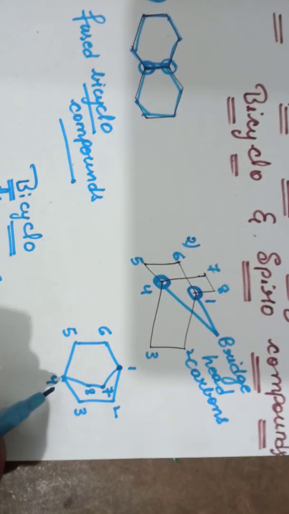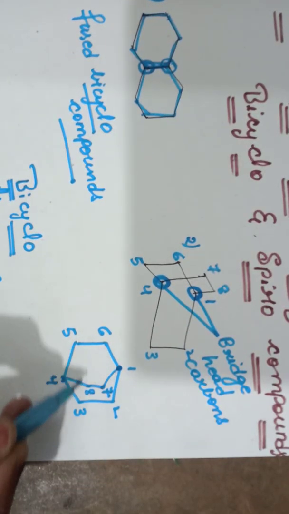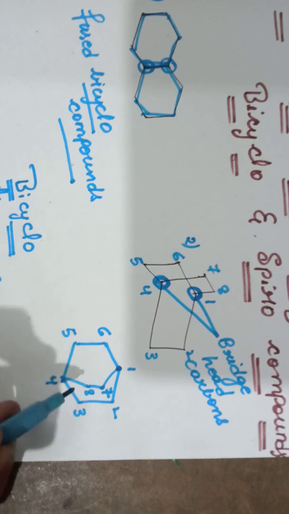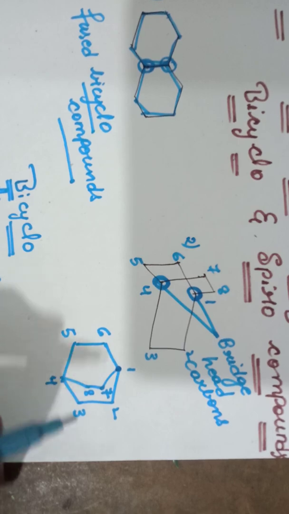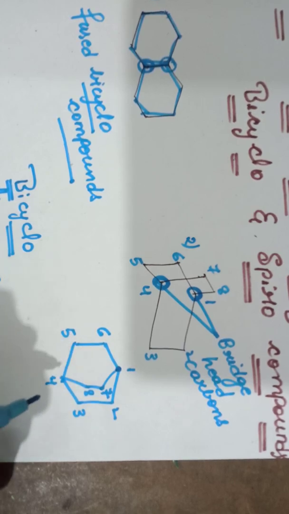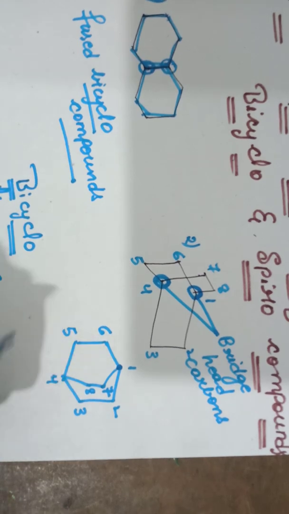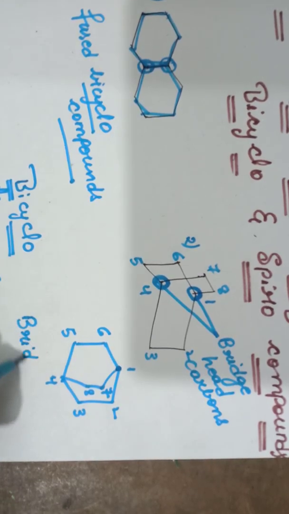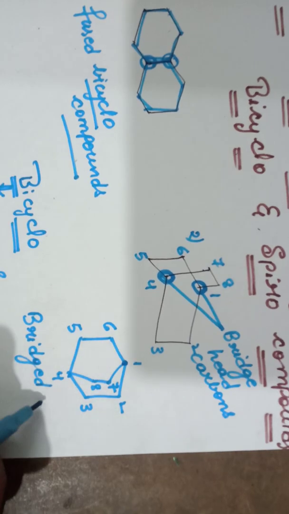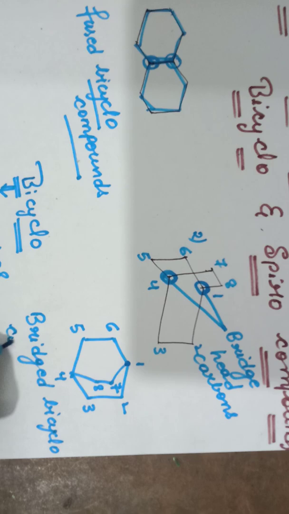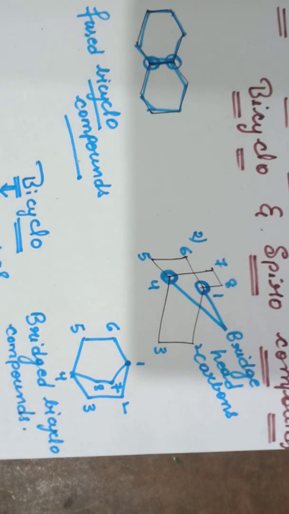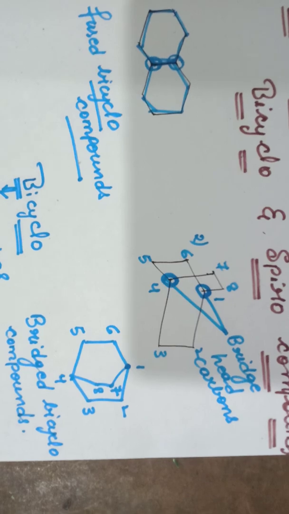So here also we have 2 rings, but they are not fused; instead, bridging takes place. It satisfies the condition of a bicyclo compound, but instead of fusing, bridging takes place. That's why this type of compound is known as a bridged bicyclo compound. These are the classifications involved in bicyclo compounds.